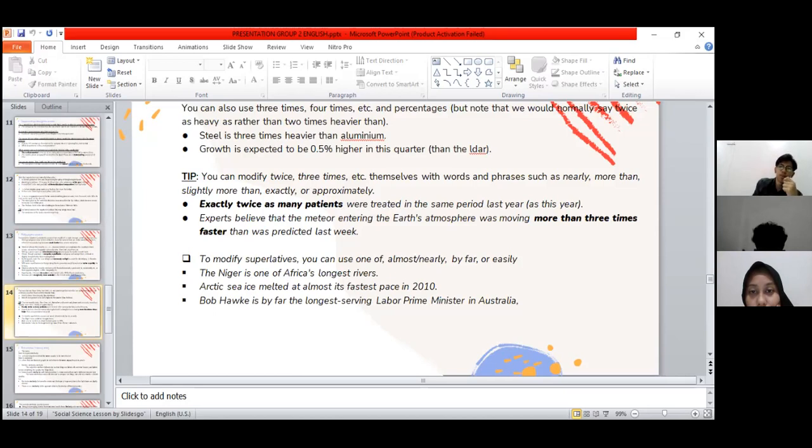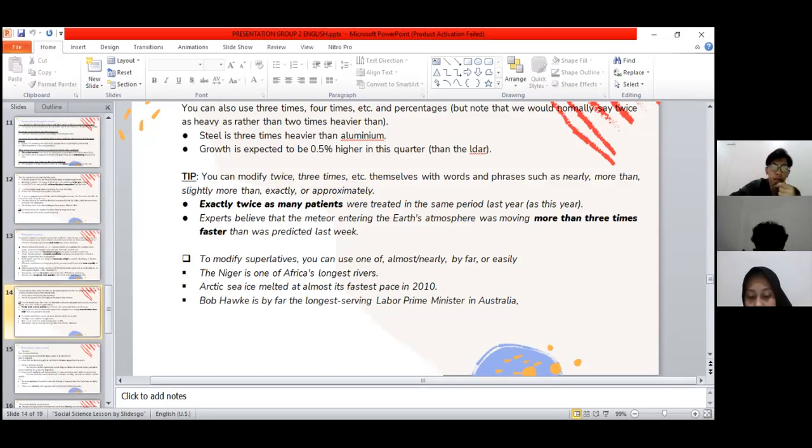Tip, you can modify twice, three times, etc. themselves with words and phrases such as nearly, more than, slightly more than, exactly, or approximately. Example, exactly twice as many patients were treated in the same period last year as this year. Experts believe that the material entering the Earth's atmosphere was moving more than 3 times faster than was predicted last week. To modify a superlative, you can use one of, almost or nearly, by far, or easily.